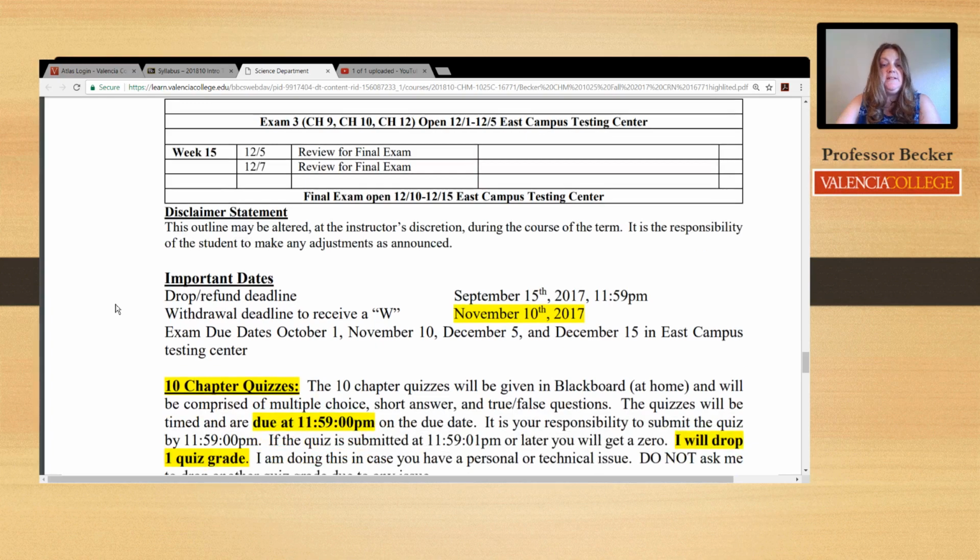Let's look at important dates. The drop refund deadline this semester is September 15th. The withdrawal deadline is November 10th. Remember, I will not withdraw you after November 10th unless it's due to poor attendance.